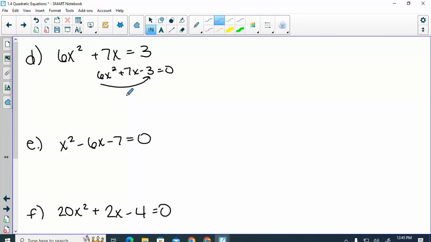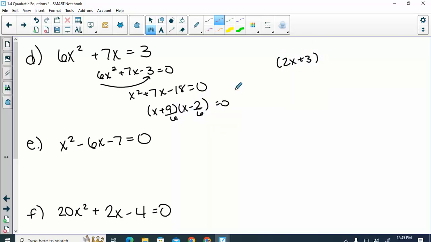And no greatest common factor, so slip inside. Multiply negative 18, add to positive 7, so positive 9, negative 2. But then we have to remember what? Divide by 6. So 9 over 6 is 3 over 2, so 2x plus 3. 2 over 6 is 1/3, so 3x minus 1. Set those to 0, and you should have gotten negative 3 halves and positive 1/3.